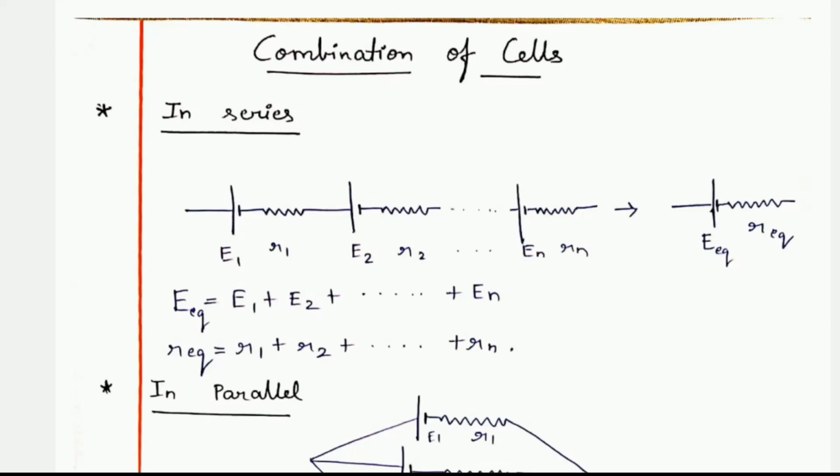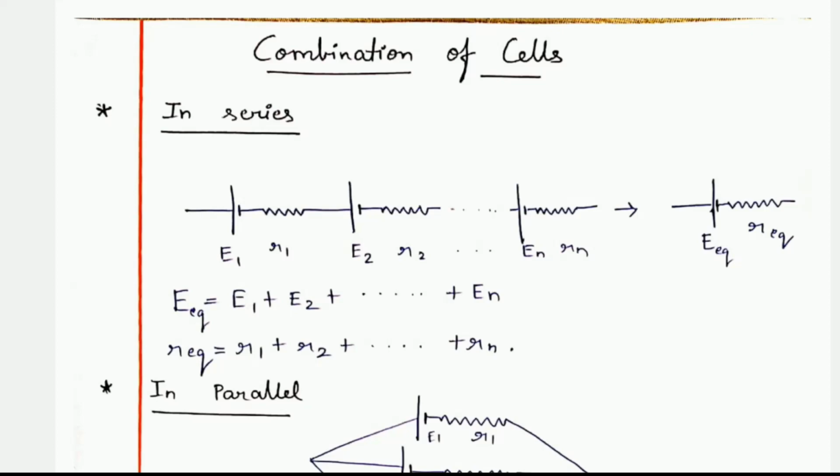If we have n cells, suppose the first cell has an EMF of E1 and internal resistance of R1, the second one has an EMF of E2 and internal resistance of R2, and so on. So if we combine all these cells in the form of an equivalent cell, which will have an EMF of E equivalent and an internal resistance of R equivalent.